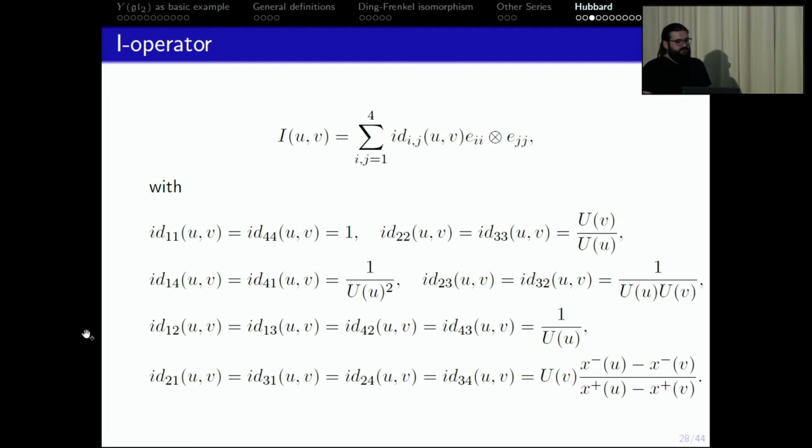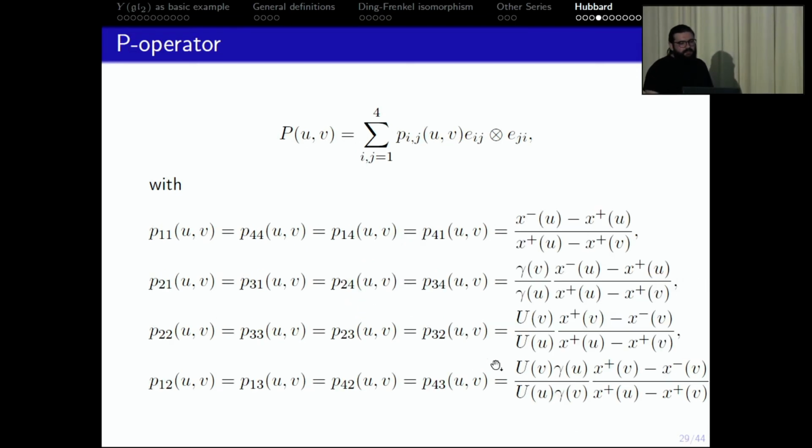Unity is the slash operator. So you see that it's like diagonal, but with some functions. Here you have something terrible actually. But in some sense, if you consider the residue u equal v and put v to infinity, it's unity. So it's proto-unity, you can think about it. P looks like the same, up to some numerator which never, yeah.